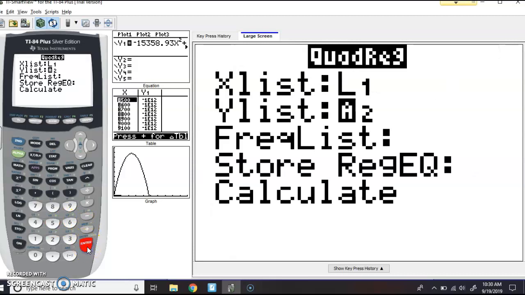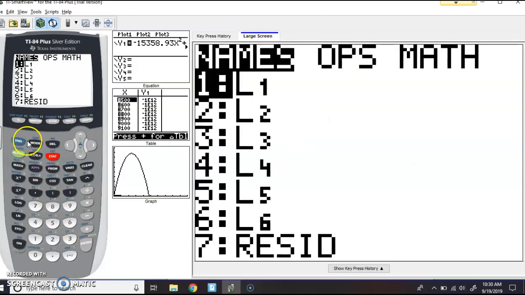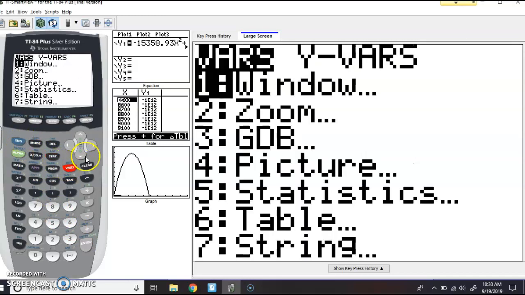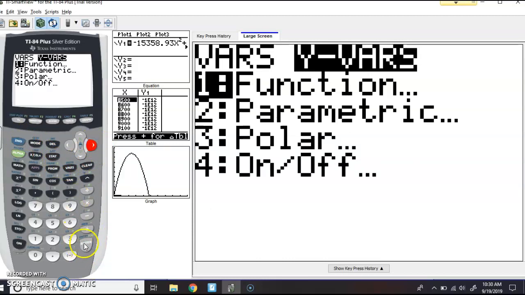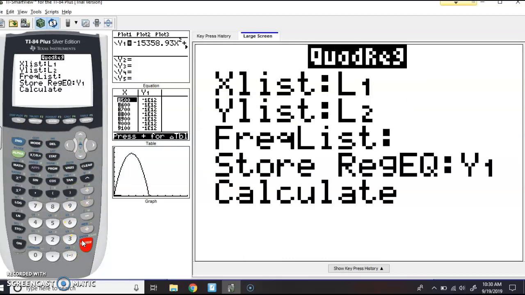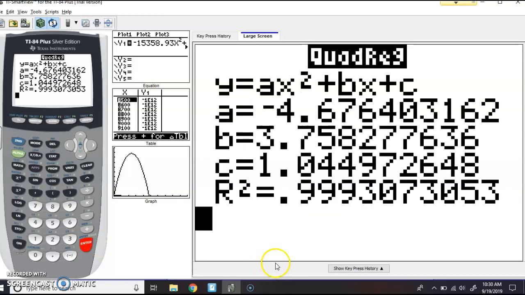We're using list 1, list 2, frequency list I don't need. I'm going to store this into, go to Vars, and store this into Y1. Okay, and then I'm going to calculate that. So here is what we would use for our model to write out our function.